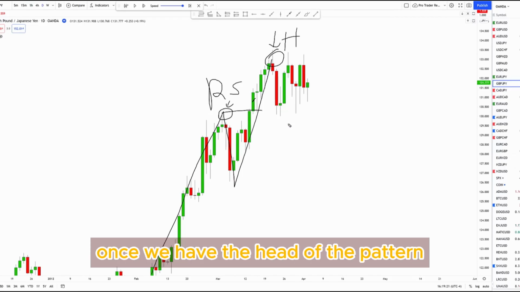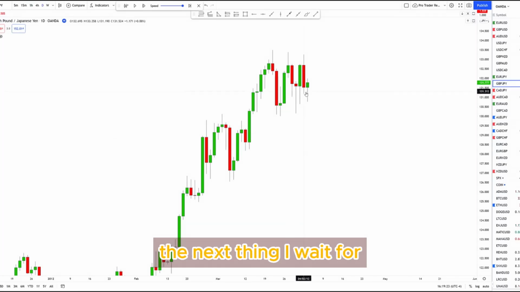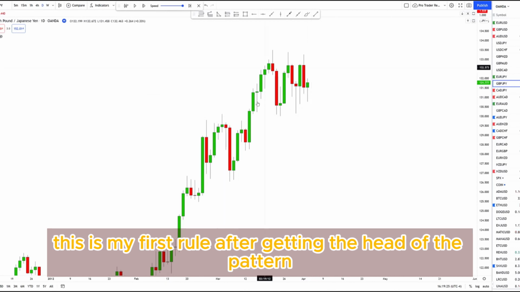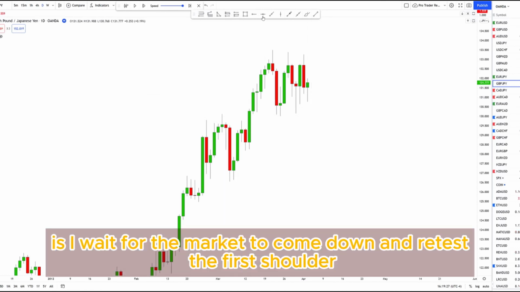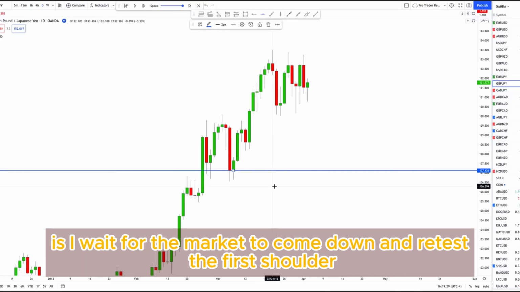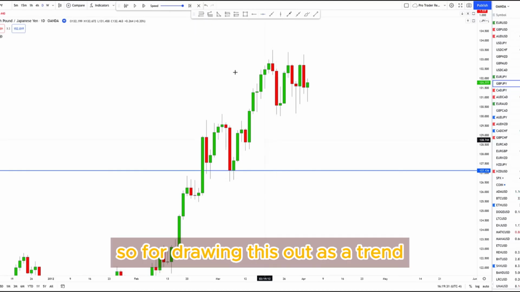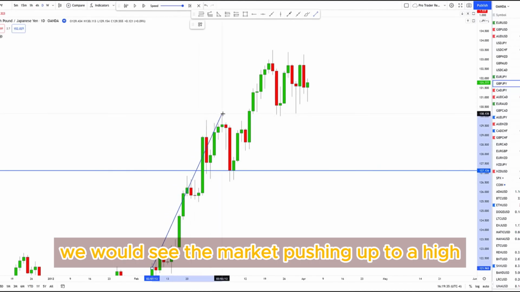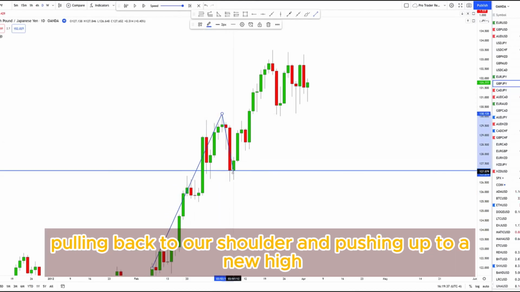Once we have the head of the pattern, the next thing I wait for, this is my first rule, after getting the head of the pattern, is I'll wait for the market to come down and retest the first shoulder. So if we're drawing this out as a trend, we would see the market pushing up to a high, pulling back to our shoulder, and pushing up to a new high.